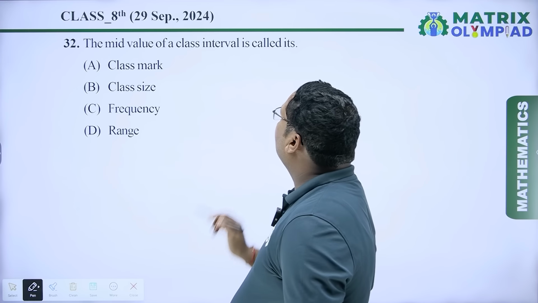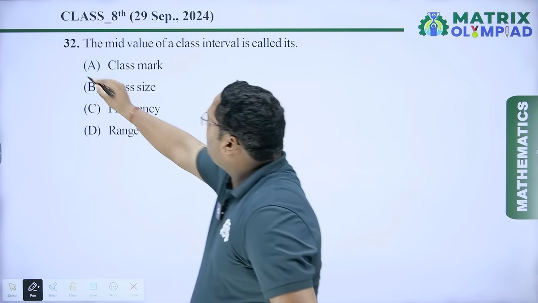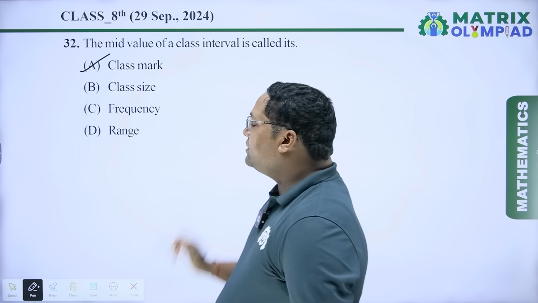The mid value of a class interval is called the class mark. So the right option is A.